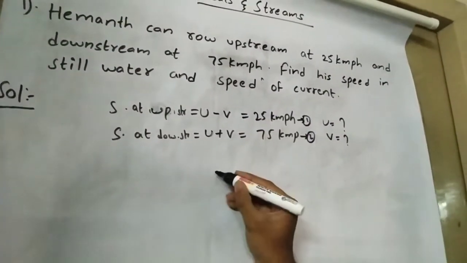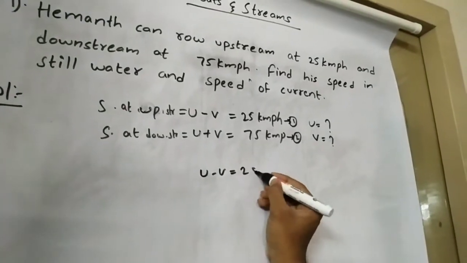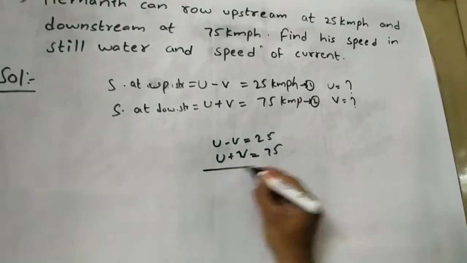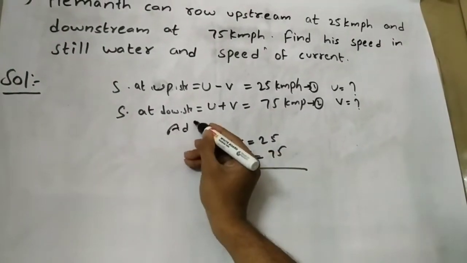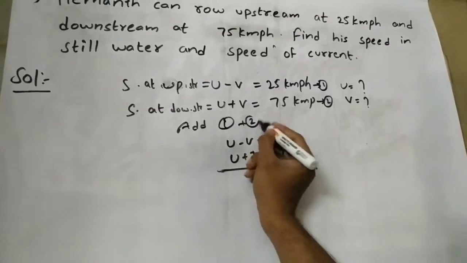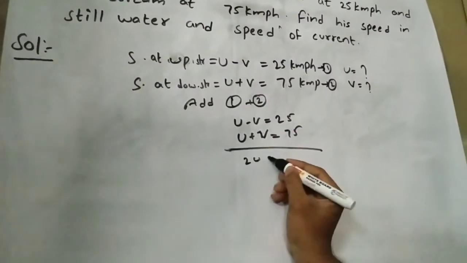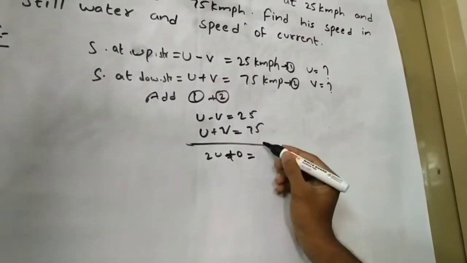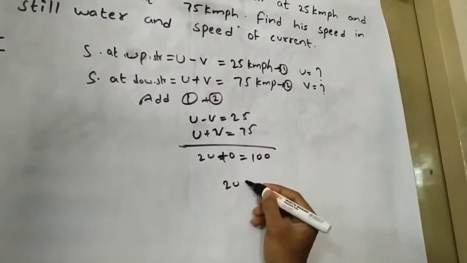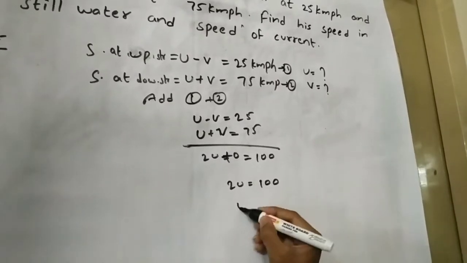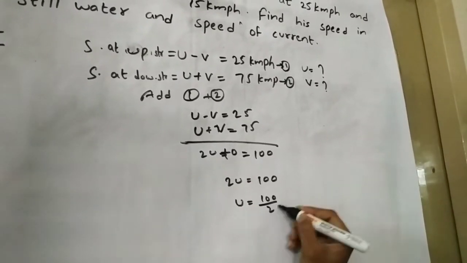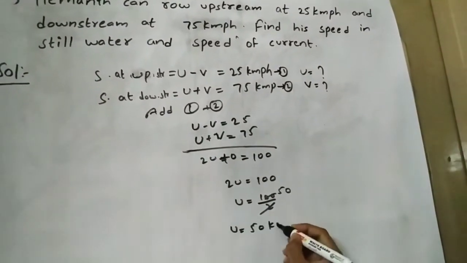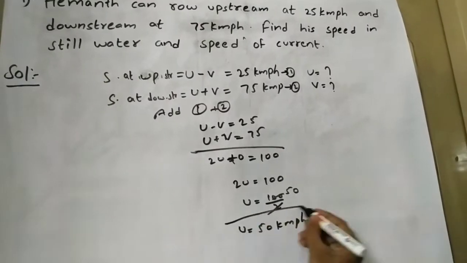Add these two equations. U minus V is equal to 25, U plus V is equal to 75. Adding equation 1 plus 2: U plus U is 2U, minus V plus V is 0, equal to 25 plus 75, that is 100. So 2U is equal to 100, so U is equal to 100 by 2, that is 50. So the speed of boat in still water U is 50 km per hour.